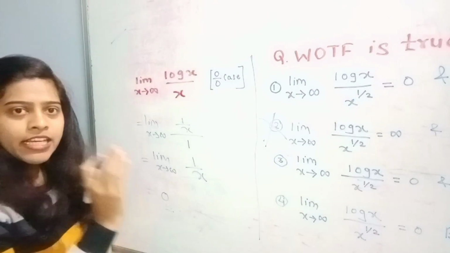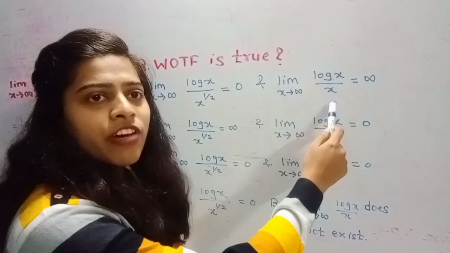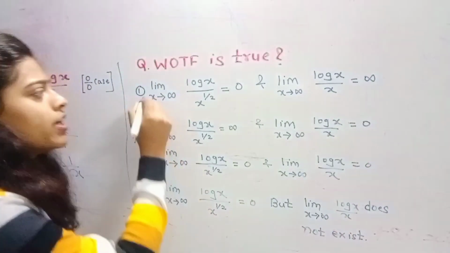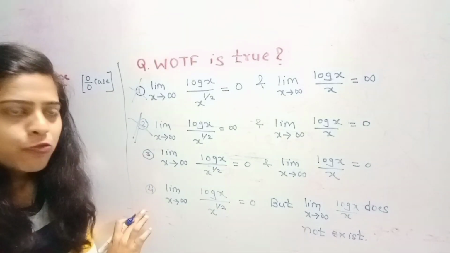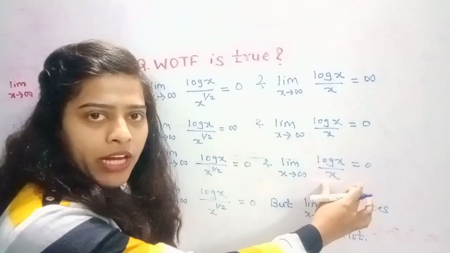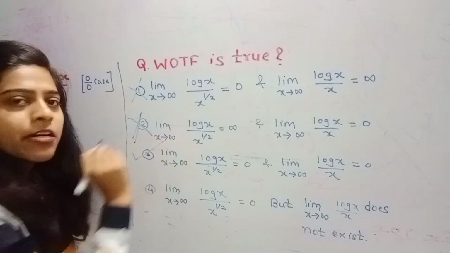Now we check the options. In option 1, this limiting function is equal to infinity, which is obviously wrong. Therefore, option 1 is not true. Now check option 3 and option 4. In option 3, limit x tends to infinity log x upon x is equal to 0. Therefore, this option is 100% true.